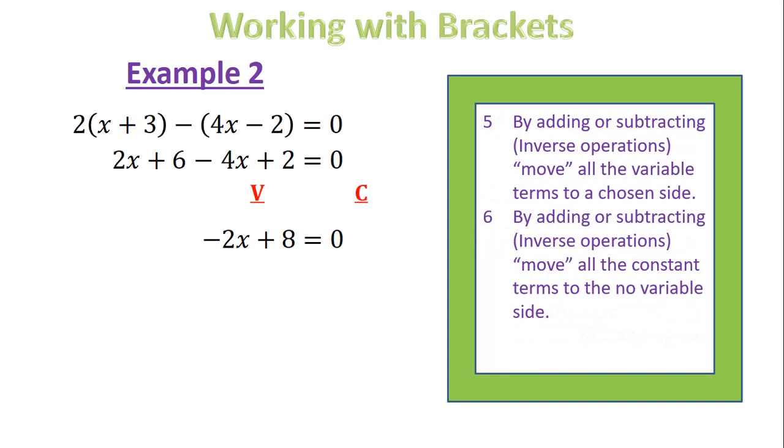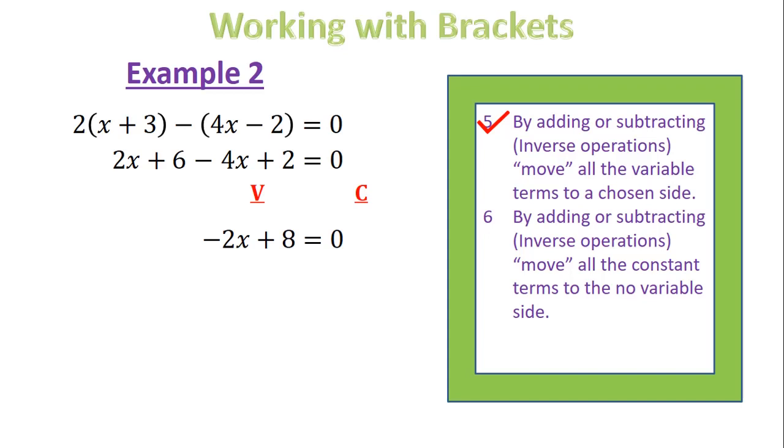Step 5. By adding or subtracting, move all the variable terms to a chosen side. What a pleasure. Our variables are already there, so we don't have to do it, or step 5 is already sorted. Step 6. By adding or subtracting, move all the constant terms to the no variable side. Here we've got work to do.